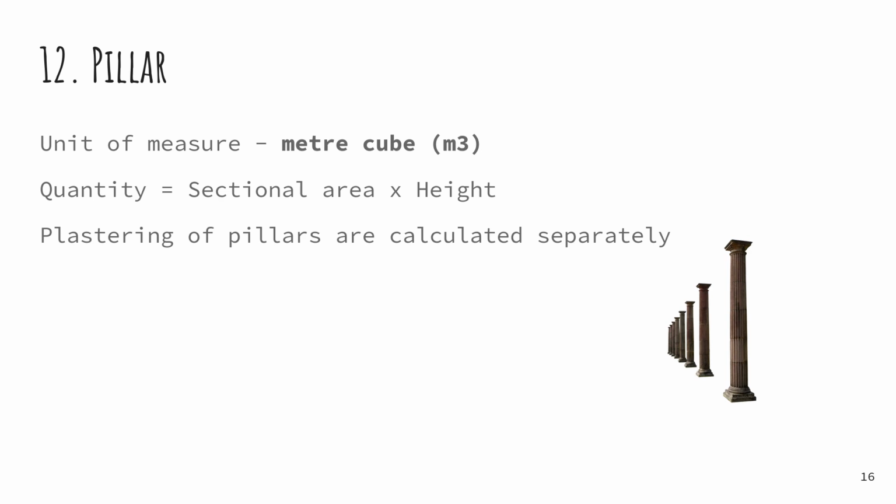So the unit of measure is meter cube. And how do you find the quantity of a pillar? That is sectional area into height. And if you are doing any sort of plastering of pillars, they are calculated separately.